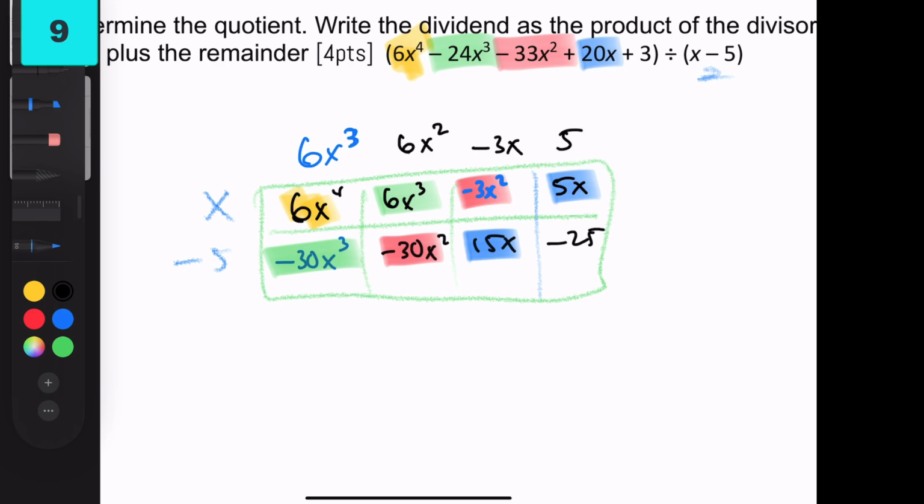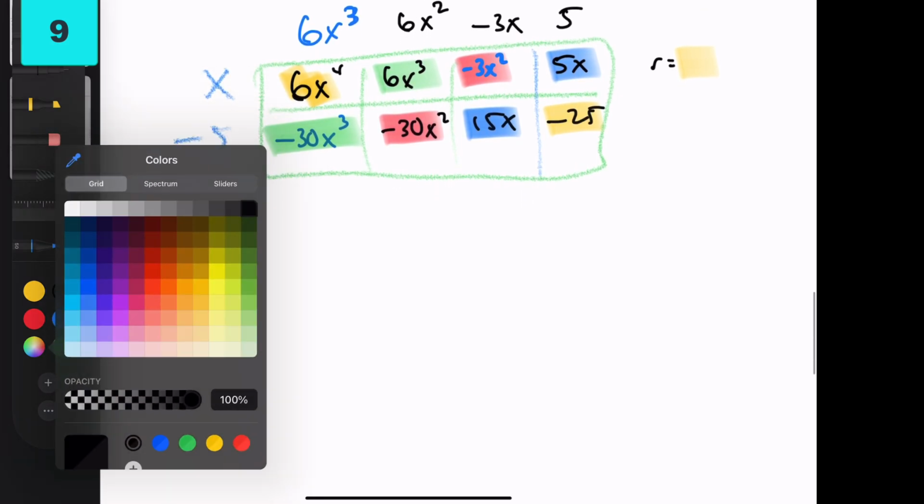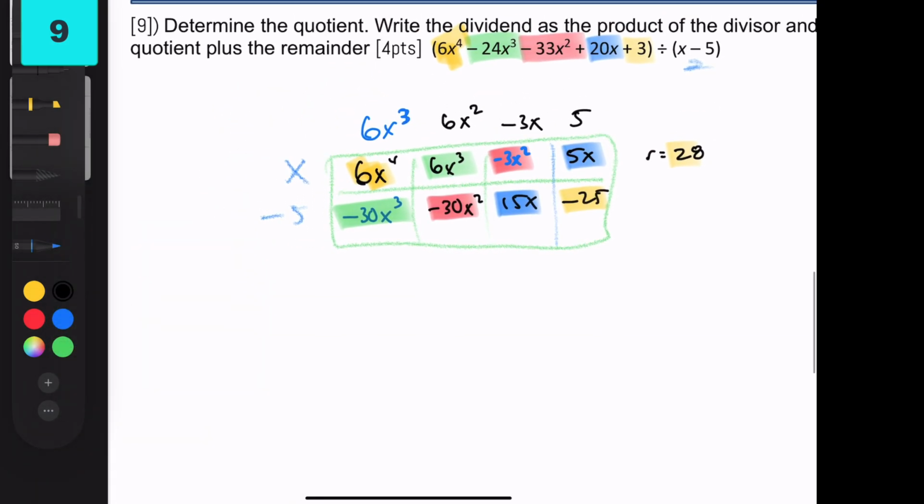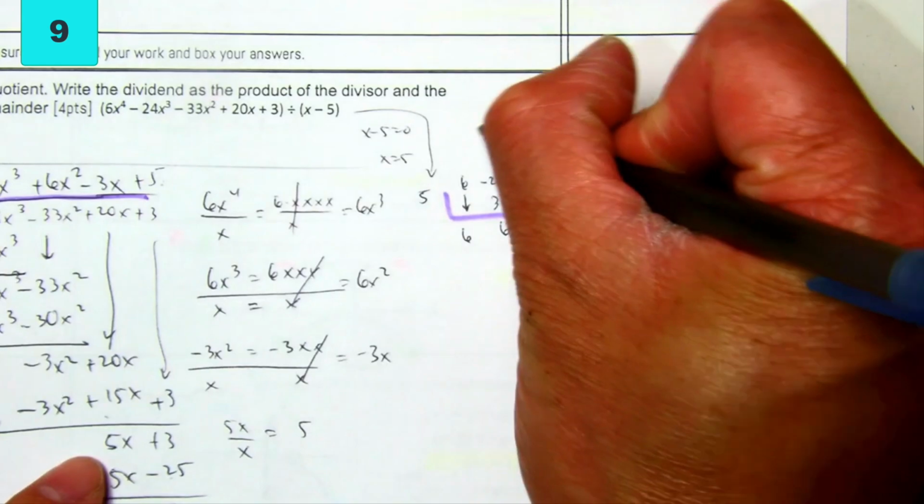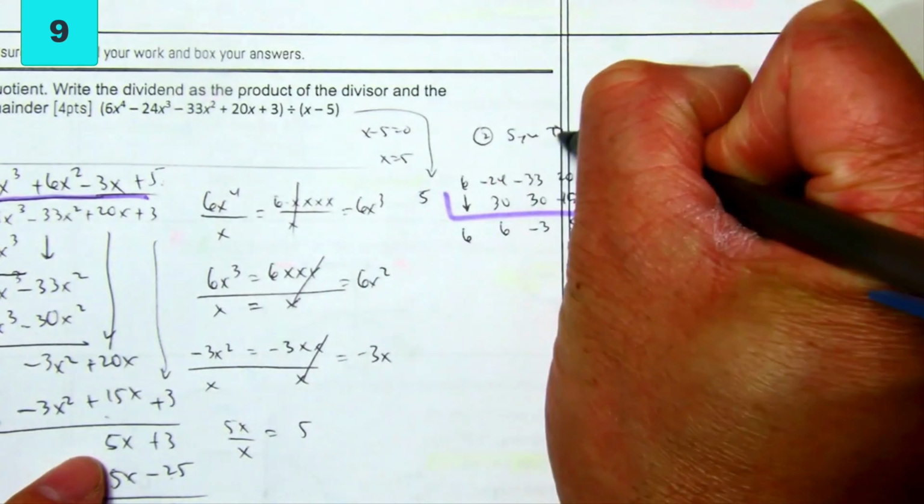Okay, this one's a little bit different. So you're left with just this number. This number plus this yellow number on the outside, which is our remainder, equals 3. So that means this one will be 28. Our remainder is 28. Negative 25 plus 28 equals 3. And then you can use that to write your sentence. So this is synthetic division.